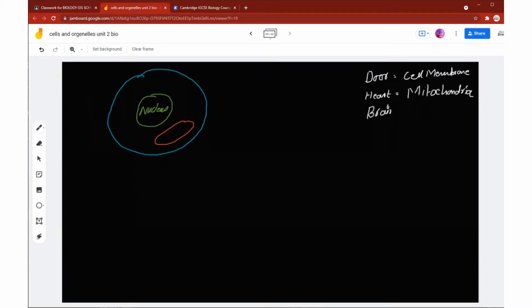Brain of the cell is nucleus. Remember these things. One thing, Aman, especially you: when I ask you to write the definition of mitochondria and nucleus, don't write that nucleus is the brain of the cell. This is not an acceptable definition in IGCSE. I tell you in this way to make sure that you understand, okay? Is it clear?